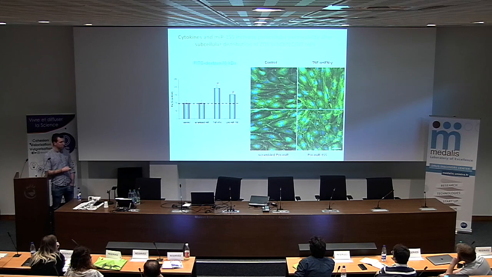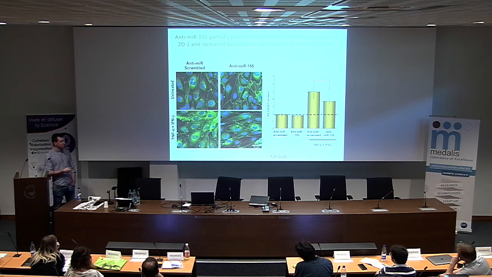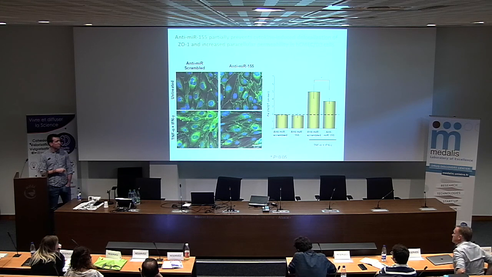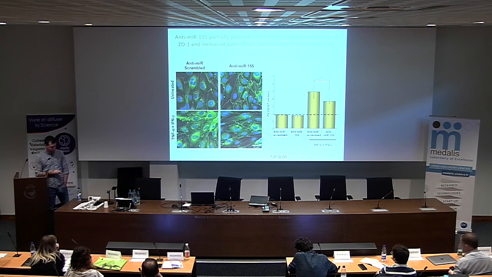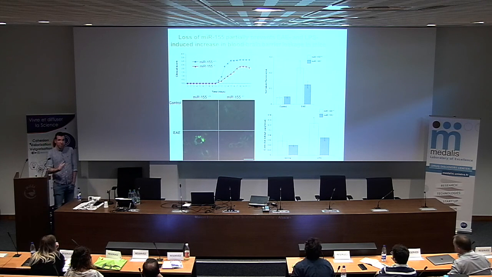But to make sure this effect was real, we thought it was important to approach the experiment the other way around. What happens if we block the levels of miR-155? To do so, we transfect the cells with an antisense oligonucleotide against miR-155 and challenge the cells with TNF-alpha and interferon-gamma. We can see that by blocking miR-155, we partially rescue the cytokine-induced effect in paracellular permeability and also the distribution of ZO-1, so there are fewer gaps in the staining. So we know, at least in vitro, miR-155 is increasing paracellular permeability.